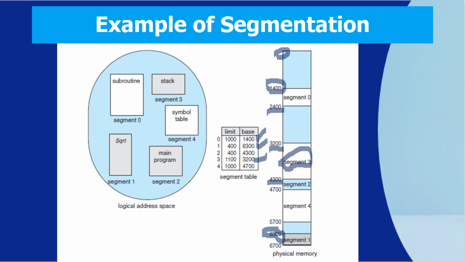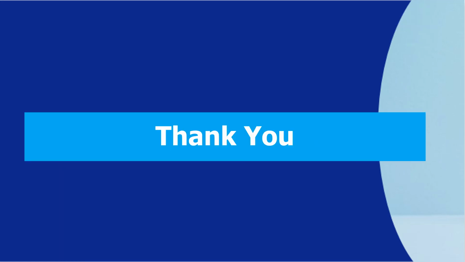Finally, segment 4: its base address is 4700. See here, 4700 is given. This base address is added with the limit 1000. So in that place segment 4 will be placed. So this is an example of segmentation. Thank you.